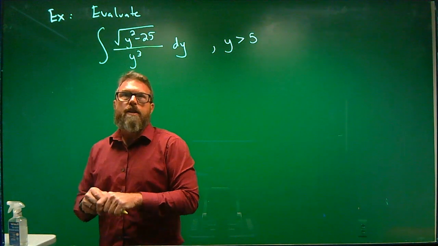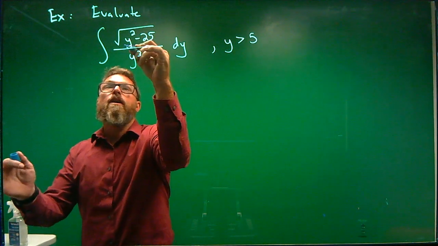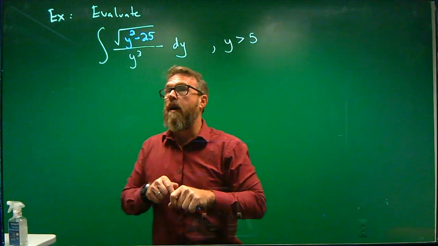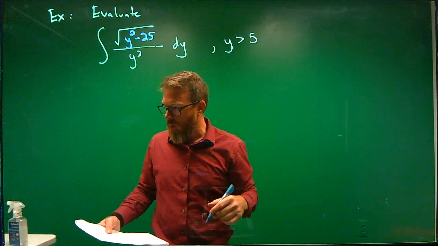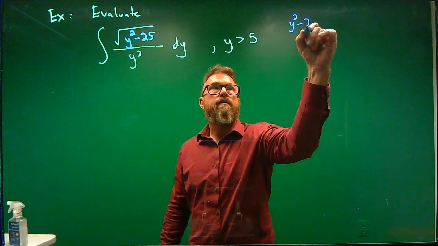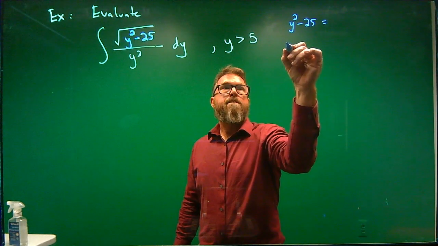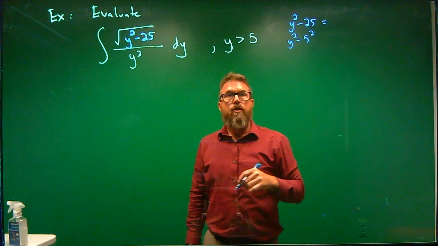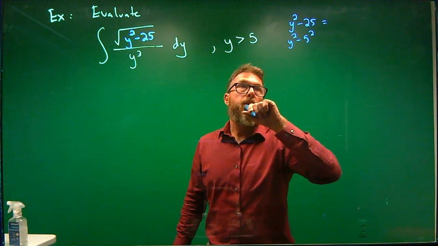So what I want to do is go after that binomial, and we can see that binomial is going to be y squared minus 25. So that's what my substitution is going to have to be. We know that y squared minus 25 is of the form y squared minus 5 squared, which means I'm going to have to do a substitution that uses the secant. So it's of this form.